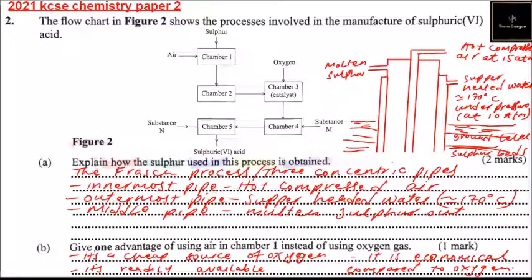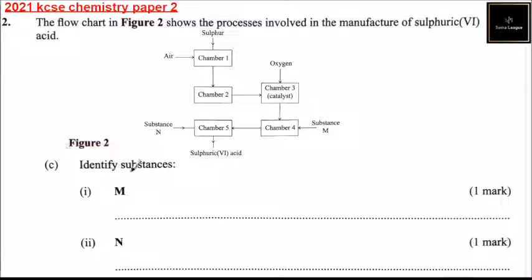As for part A, you can either draw the diagram or you can describe it the way I have described. That is the flash process, describing what is contained in the 3 pipes. Part C, we are told to identify substances. Roman number 1, M, you get 1 mark. Substance N, you get 1 mark.